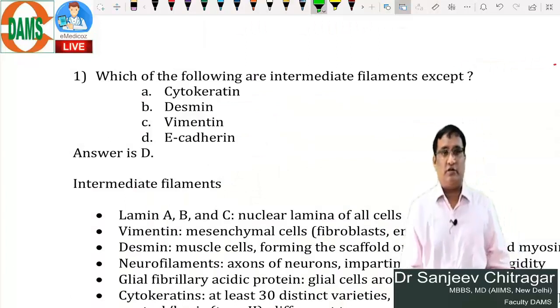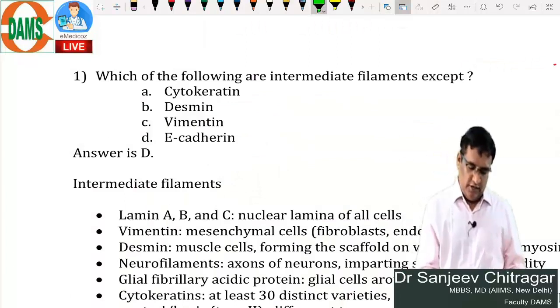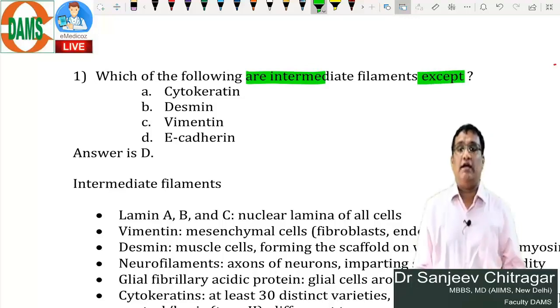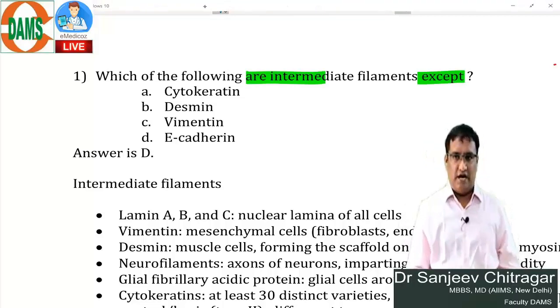Which of the following that we studied here is not an intermediate filament? That's the question asked. So let us look at this. What are these intermediate filaments?